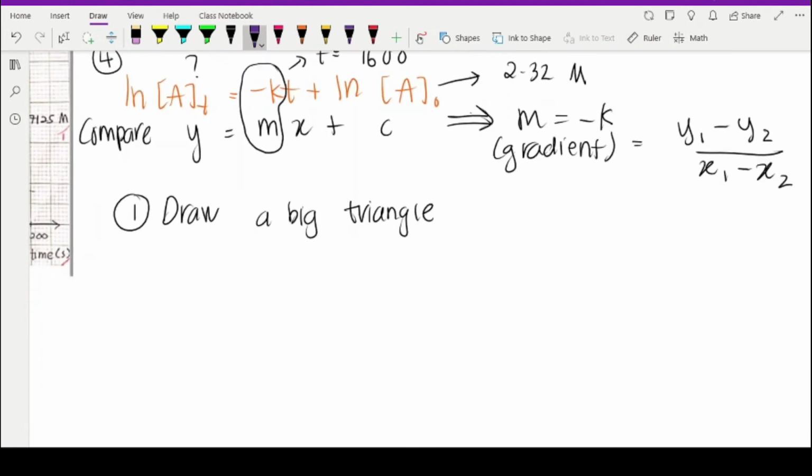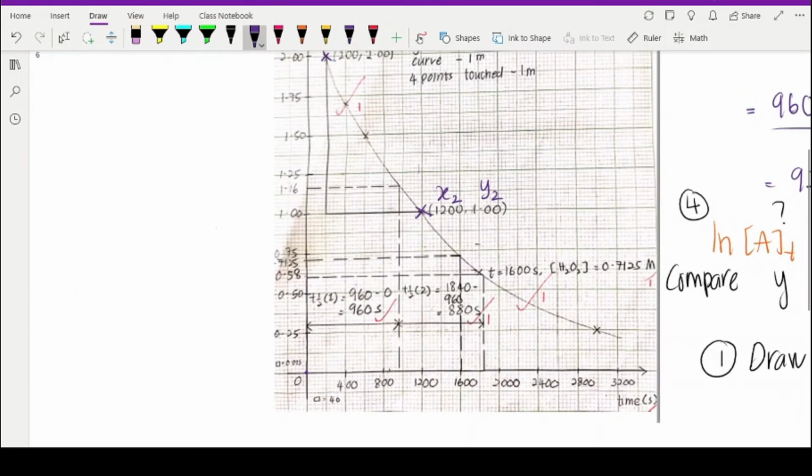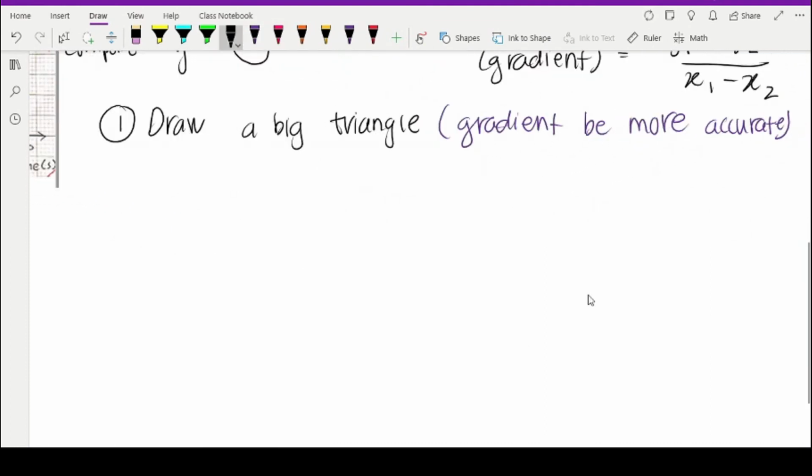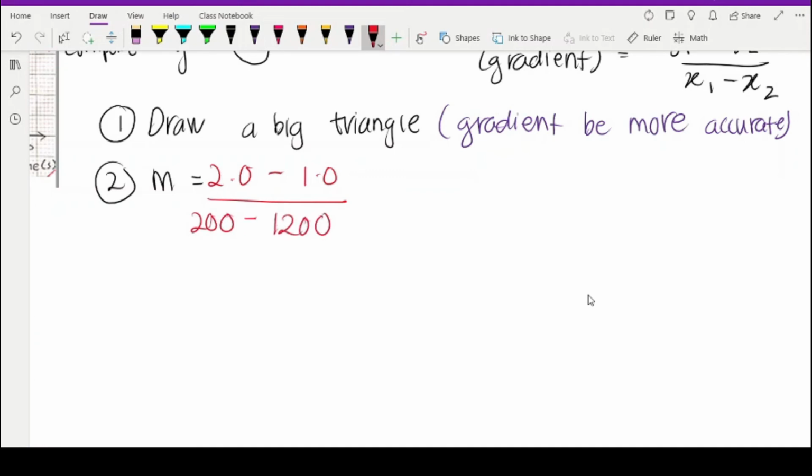Why must you draw a big triangle? It is so that your gradient will be more accurate. I don't want you to draw your triangle as small like this. No, just draw a big triangle. It won't affect your graph. So second is to find your gradient. Our y1, that would be 2.0 minus 1.0 divided by 200 minus 1200. So your gradient would be negative 1.1 times 10 to the power of minus 3.